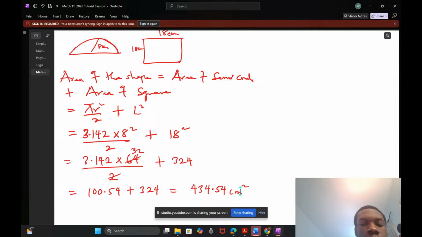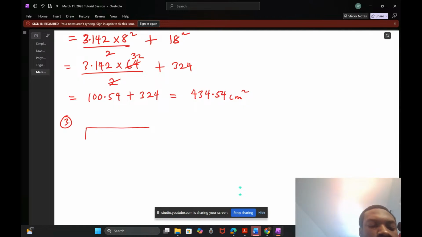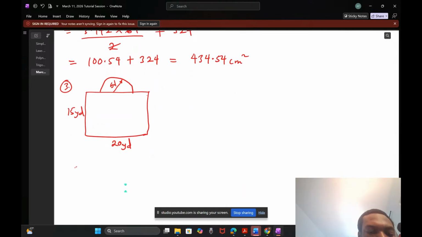So the next shape, we have something like this. Top is 6 yard. We have 15 yard. We have 20 yards. Okay. So we have a semicircle on top of a rectangle because this, let me draw it out.